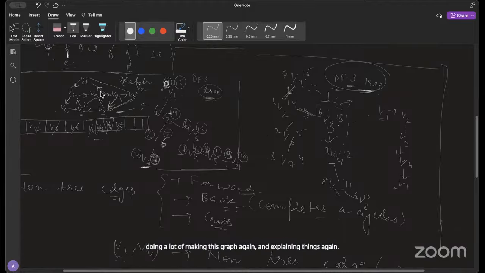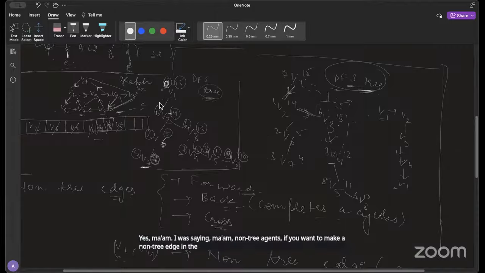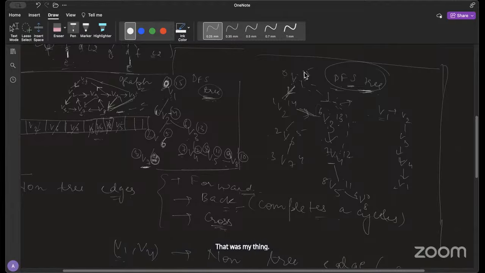That's what I was saying, ma'am, about non-tree edges. If we want to make a non-tree edge in the DFS tree, the arrow should go from V4 to V1. That would be a forward non-tree edge. No, that's not forward. V4 to V1 is a back edge. Okay.